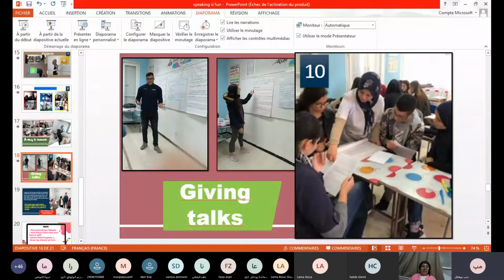Activity number 10, giving talks. Sitting in groups as usual, students or groups are given situations or ideas to talk about and to discuss. I have given them big white sheets to jot down their notes on. Then, when they have finished, we pin those sheets on the board, and a speaker from every group goes to the board and explains his or their, if you like, point of view.